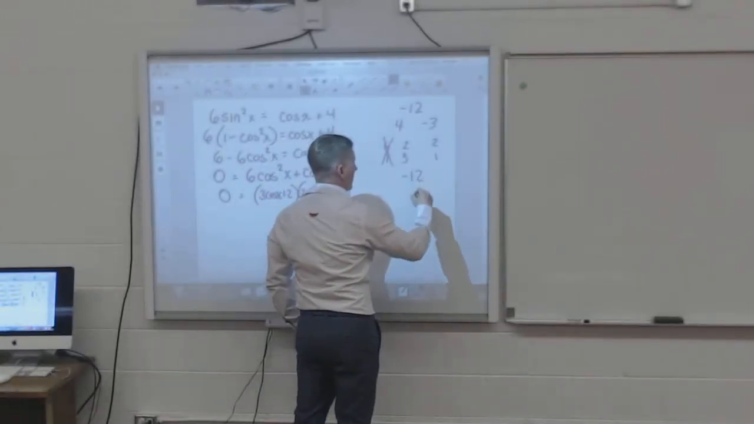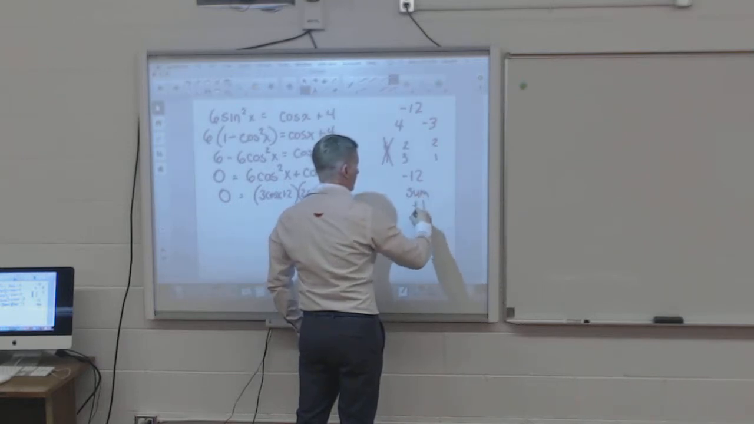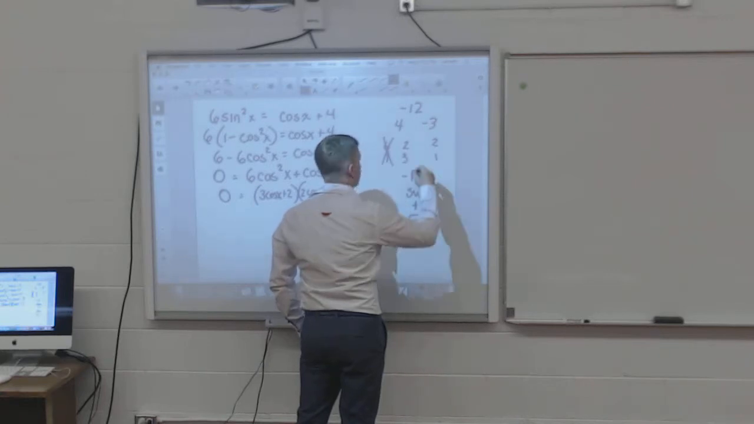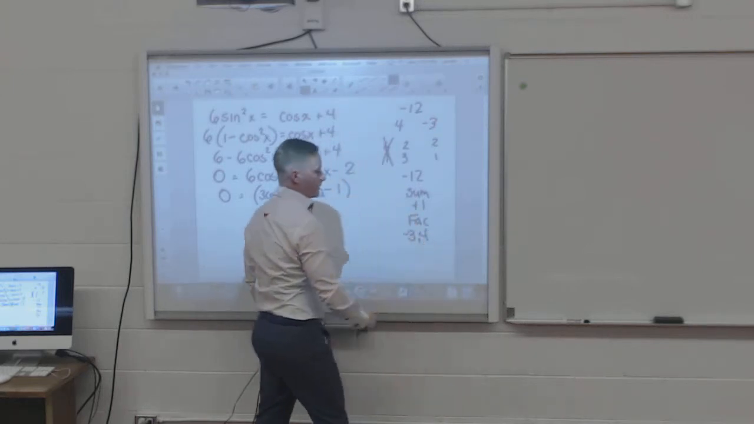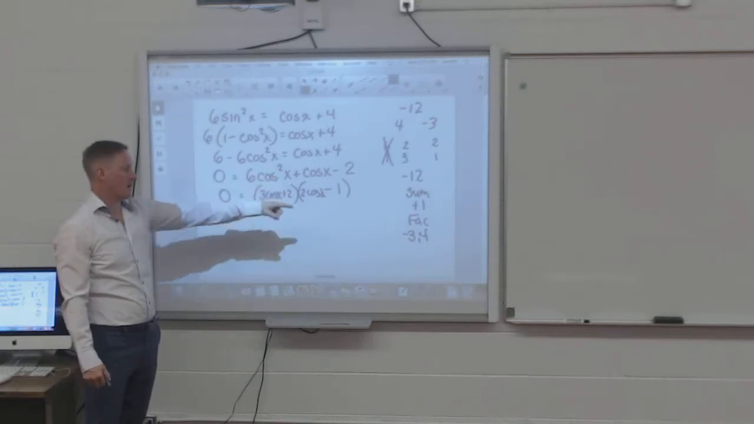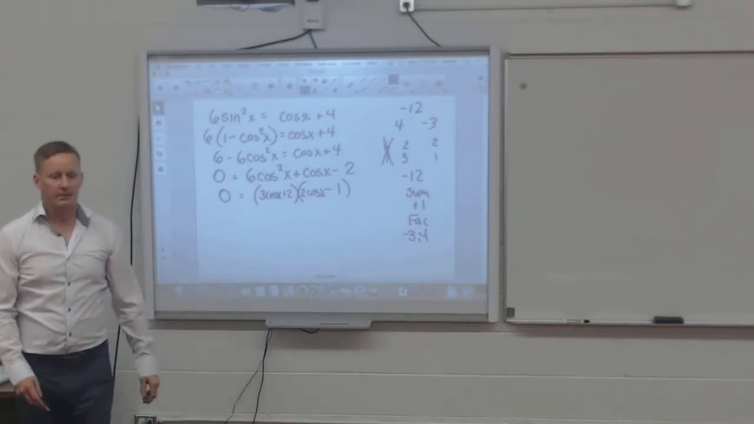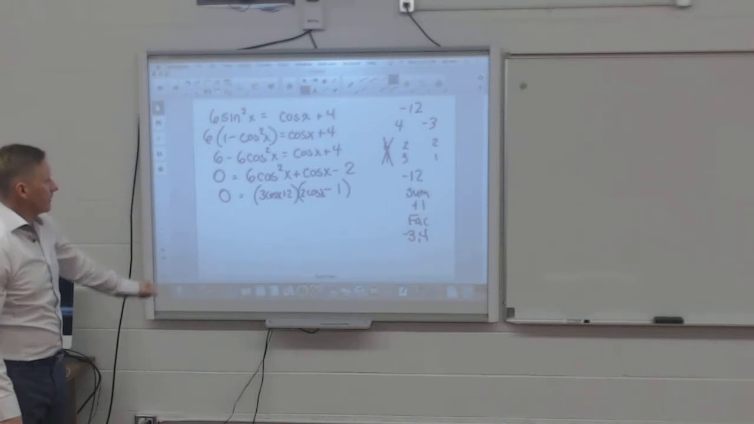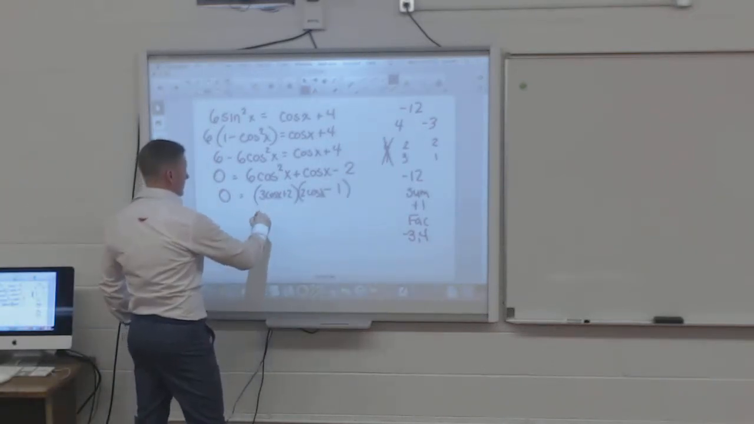So negative 12, sum has to be plus 1. Factors are negative 3 and 4. So you've got that. And then you plug it in, 6 cos squared x, subtract 3 cos x plus 4 cos x, and go through that. Okay, so the factoring has to be done a little bit quicker, if you can. If you have to do it the long way, do it the long way. Anyways, I'm done. Let's go through this.